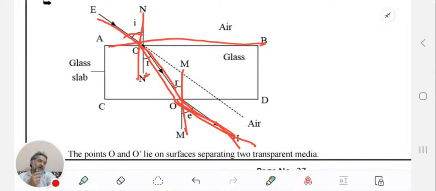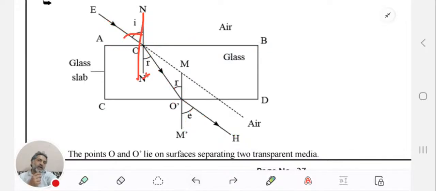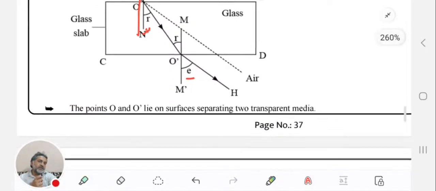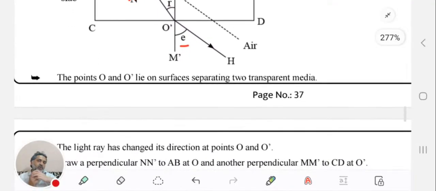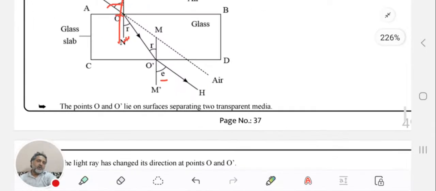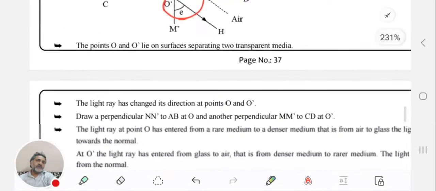એટલે બે વખત વાંકું વળશે. એકવાર અહીંયા વાંકું વળ્યું અને ફરી અહીંયા વાંકું વળ્યું. ખ્યાલ આવી ગયો. આ i એટલે ઇન્સિડન્ટ એંગલ, r એટલે રિફ્લેક્શન એંગલ, બરાબર. અને આ e એટલે શું, એટલે બહાર નીકળ્યું ને એ એંગલ થશે ને. So the point O and O dash. So આ O છે અને આ O dash છે.